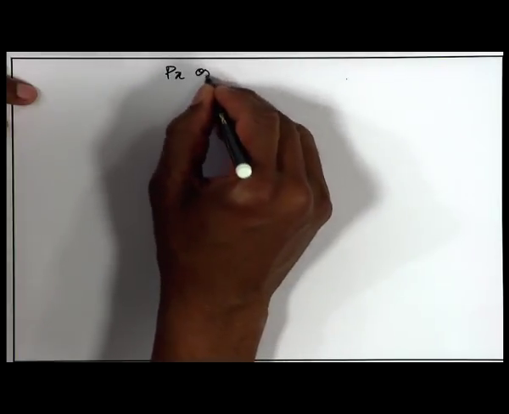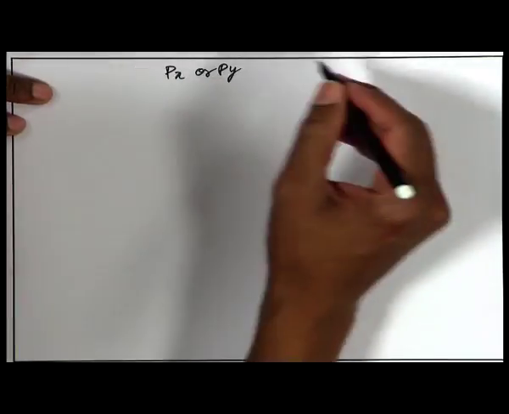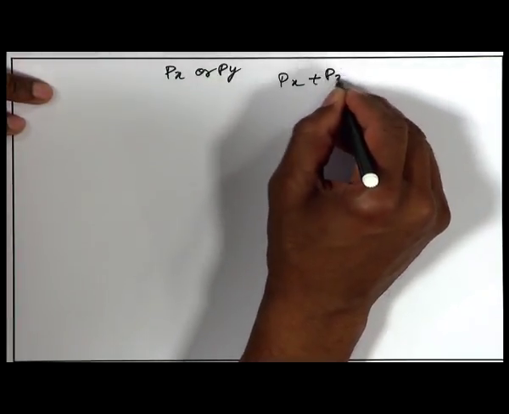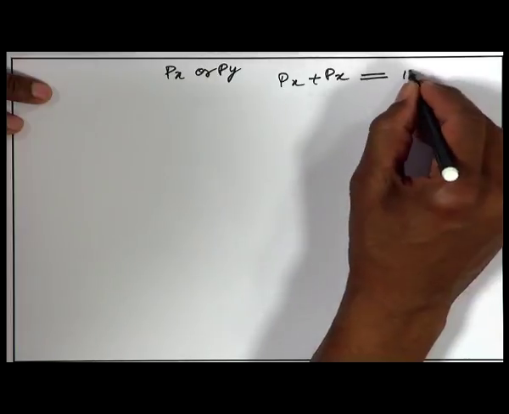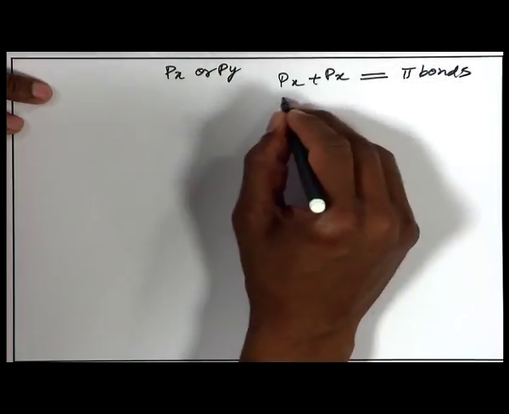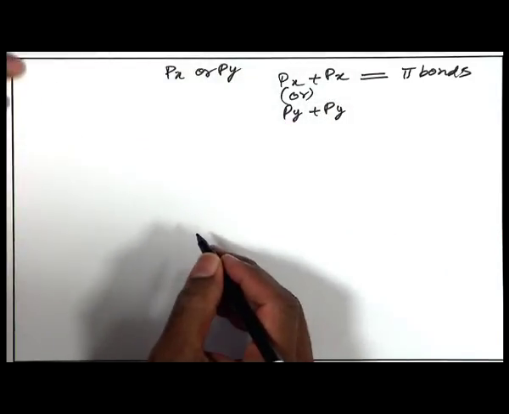So we have seen the combination of s plus s, s minus s, and Pz plus Pz as well as Pz minus Pz, both linear combinations of Pz orbitals. Now, what about Px and Py? They are equal in energy and form pi bonds. Px can combine with another Px, or Py plus Py can give pi bonds. Let us see how they look.